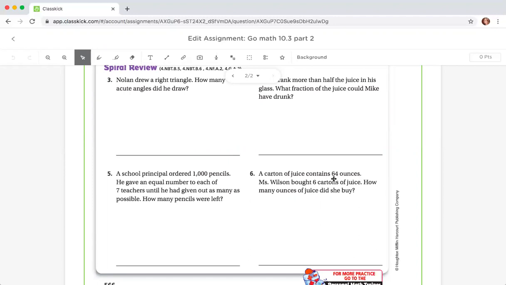A carton of juice contains 64 ounces. Miss Wilson bought 6 cartons of juice. How many ounces did she buy? Each juice carton was 64 ounces and she got 6 of them. You need to find the total amount of ounces of juice that she bought.